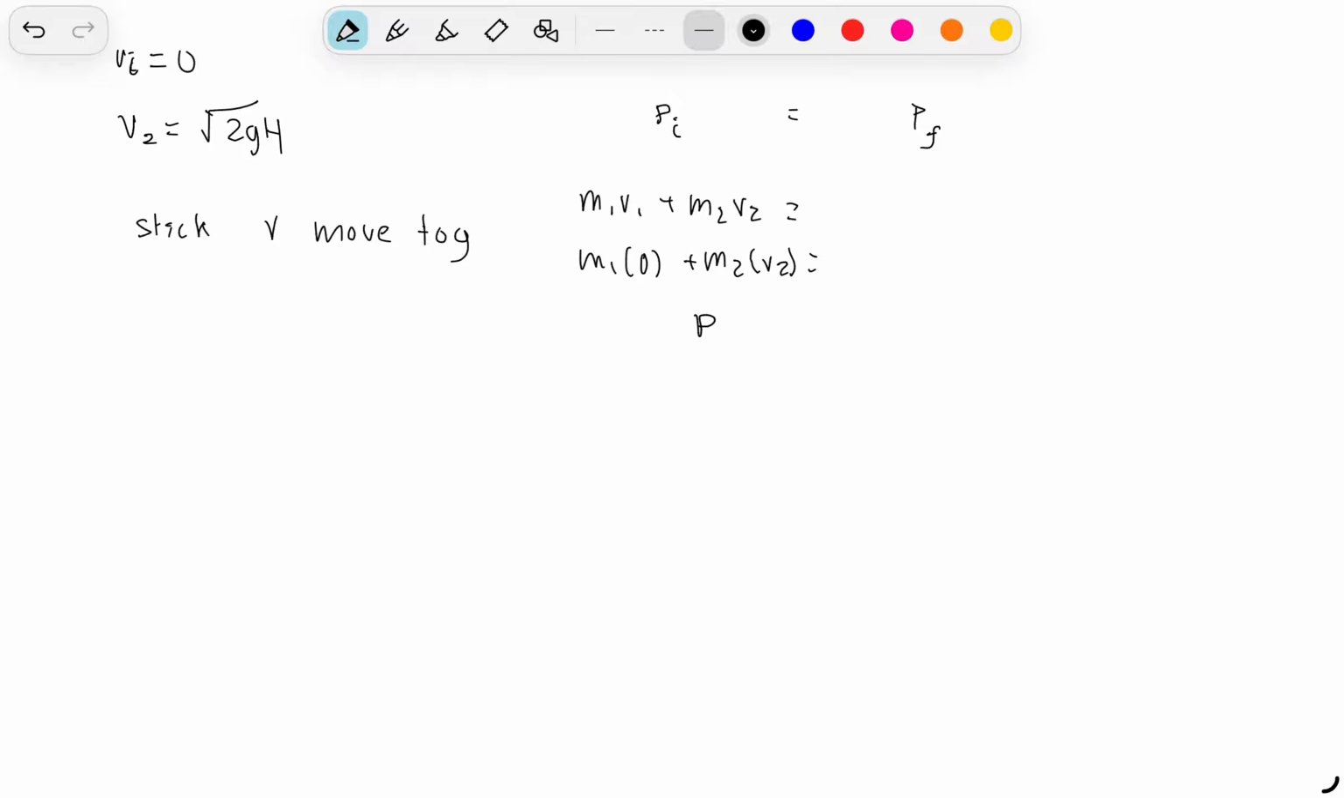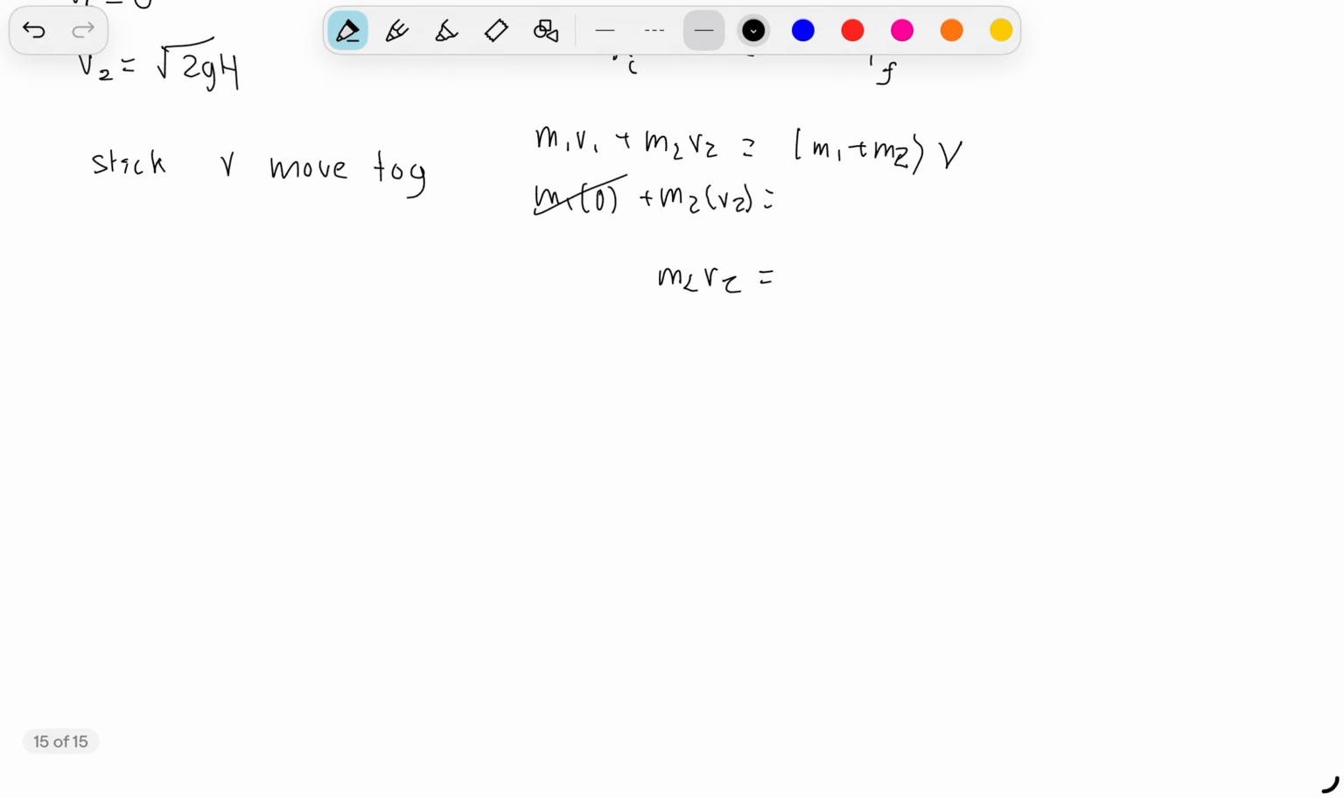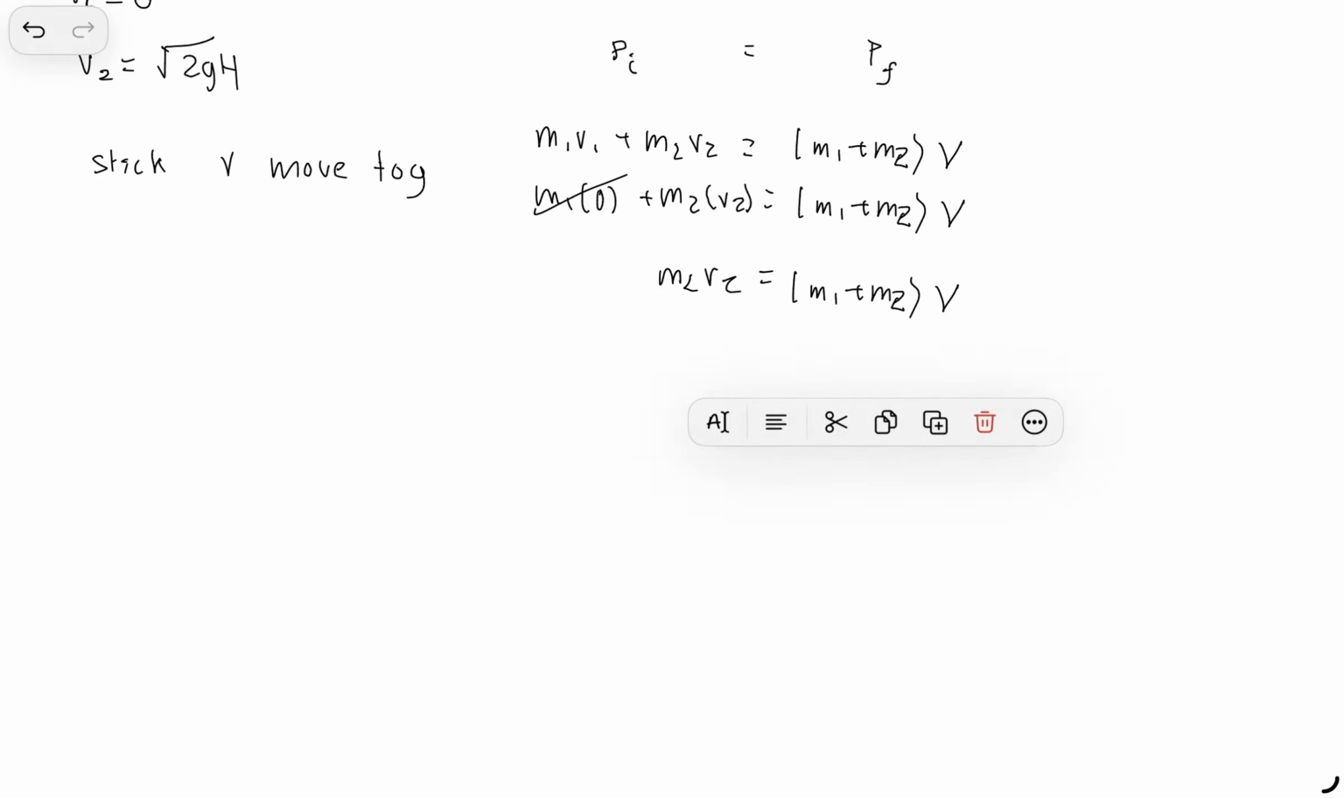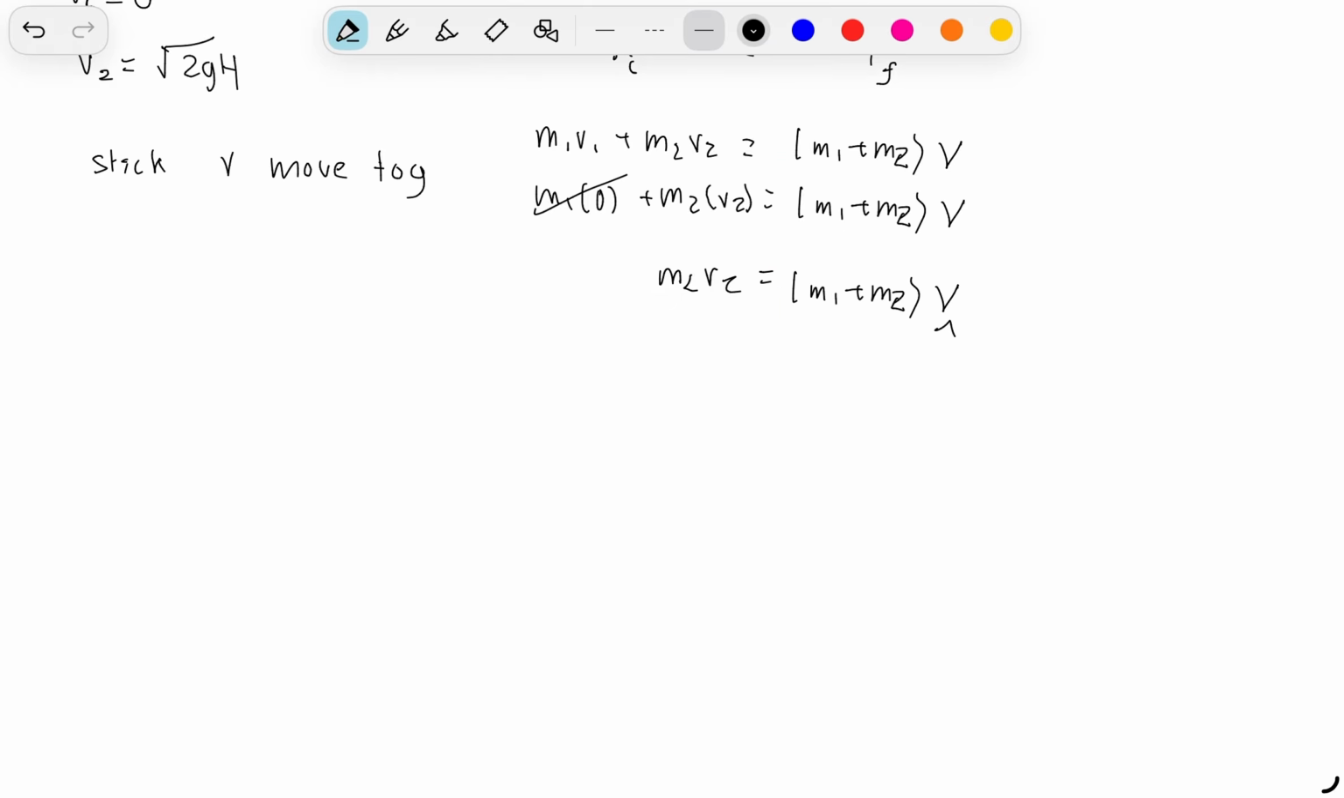So this side cancels out, and we have m2 times v2. Afterwards, we know that they stuck together. m1 plus m2 is going to be our combined mass, and they move together with a new speed v. So then we just set these equal. Move this down here. After this, we want to solve for v, right? So v is going to equal m2 v2 divided by m1 plus m2.